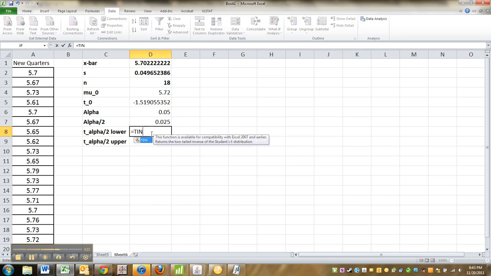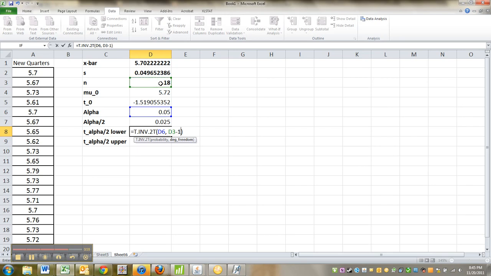Now, there's a lot of ways to do this. There's the old school T inverse function, which if you're stuck with that, it kind of is not my favorite. So let me do my one first. So T dot, all right, now you see I've got T dot inverse or T dot 2T. The beautiful thing is that since this is a two-tailed test, I can use the two-tailed one, and then I can use alpha. So you tell it D6, which is the alpha value. And because it knows it's 2T, it knows to split it up for you. And degrees of freedom would be N take away 1. There you go. And now this is technically the upper one.